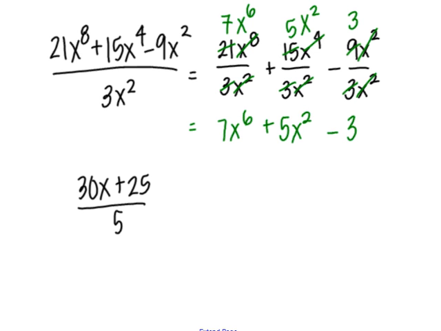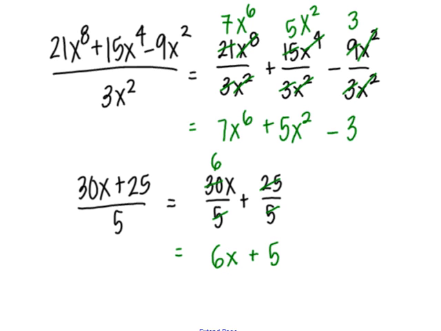Next you have 30x plus 25 all divided by 5. So you're going to take 30x and divide it by 5. And you're also going to take 25 and divide it by 5. 5 goes into 30 6 times. The x doesn't cancel out, so you just keep it. And that would be a 6 times x. 25 divided by 5 would give me a 5. And so my answer for this one is 6x plus 5.